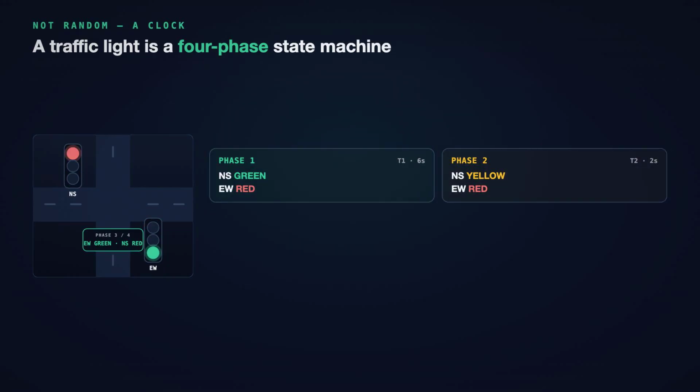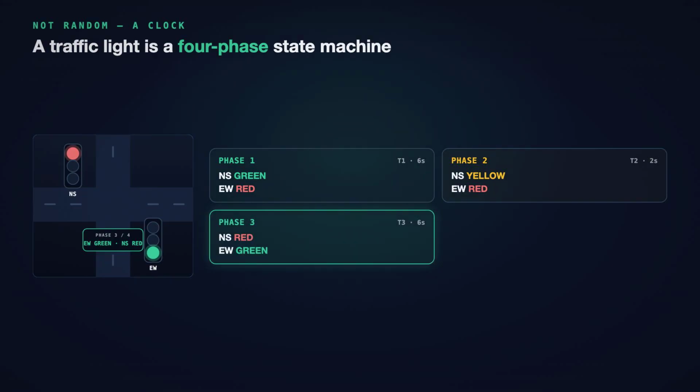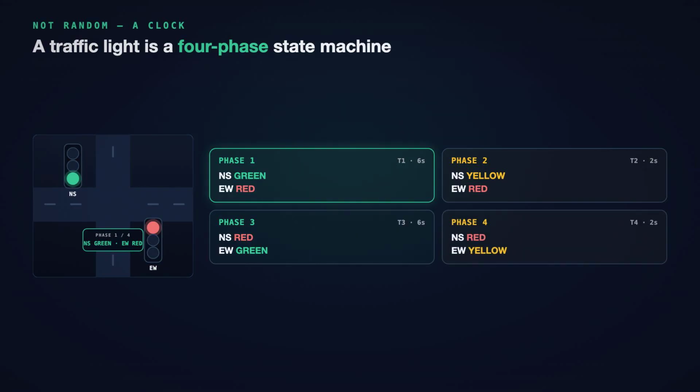Phase 1. North-south is green while east-west waits on red. Phase 2. North-south turns yellow, the warning. Phase 3. The streets swap. North-south goes red, and east-west finally gets its green. Phase 4. East-west turns yellow. Then it loops straight back to Phase 1.